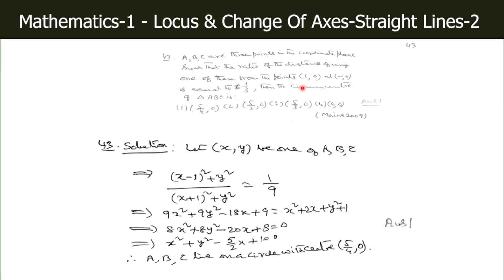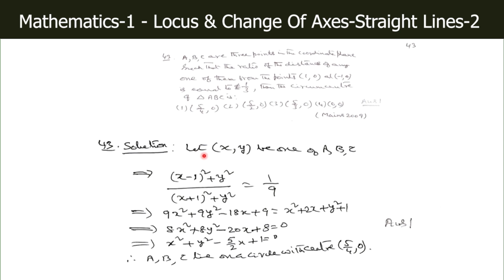Right. Next, A, B, C are 3 points in the coordinate plane such that the ratio of the distance of any one of them from the points (1, 0) and (minus 1, 0) is equal to 1 by 3. Then the circumcenter of triangle ABC is: (1) (5 by 4, 0), (2) (5 by 2, 0), (3) (5 by 3, 0), and (4) (0, 0), which is the origin. And this was asked in Mains 2009.